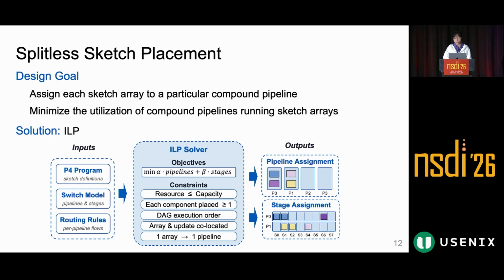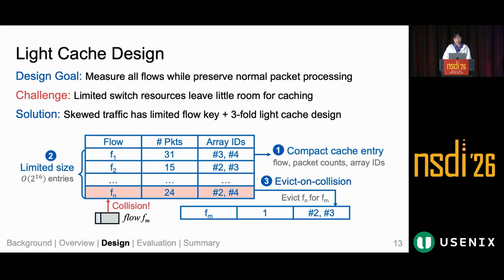For example, resource usage must not exceed hardware capacity, and most importantly, each sketch array must be placed on exactly one pipeline. SketchPipe solves this optimization problem and produces both pipeline assignment and stage assignment. The second part is the cache.